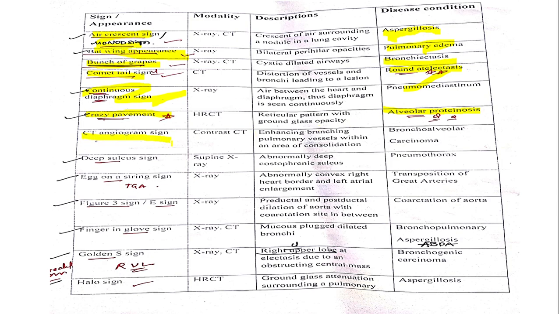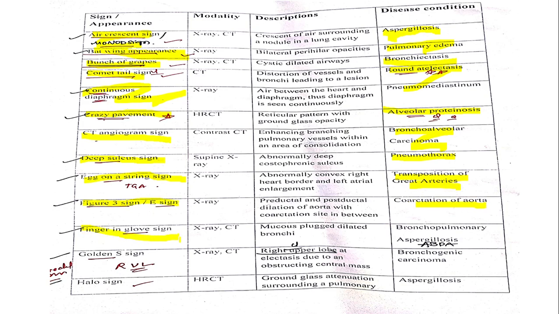CT angiogram sign is seen in bronchoalveolar carcinoma. It is due to enhancing branching pulmonary vessels within the area of consolidation. Deep sulcus sign is seen in pneumothorax. It is due to abnormally deep costophrenic sulcus. Egg on string sign is seen in transposition of great arteries. Figure of 3 sign or E sign is seen in coarctation of aorta.